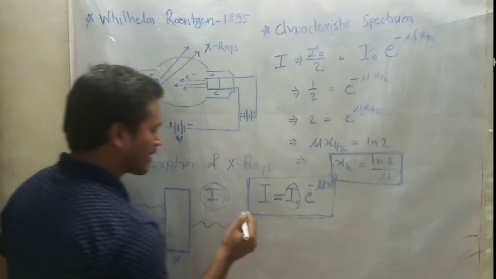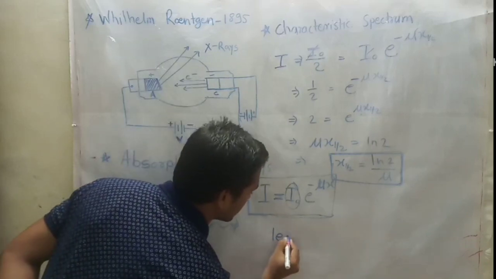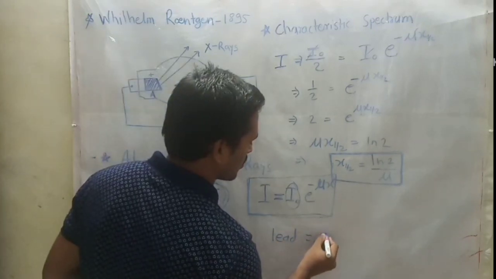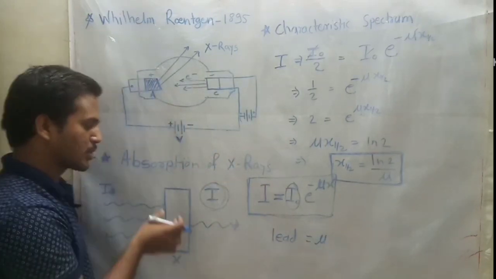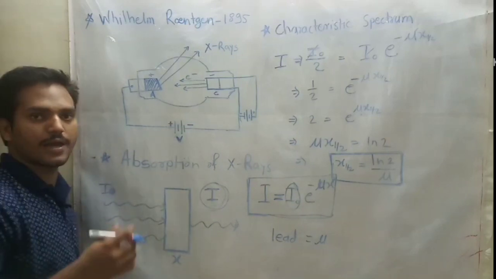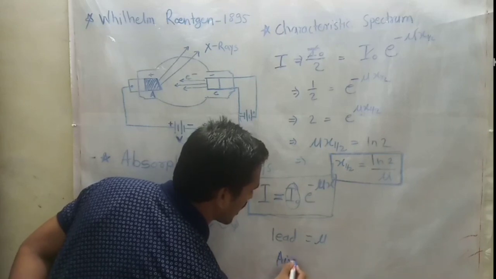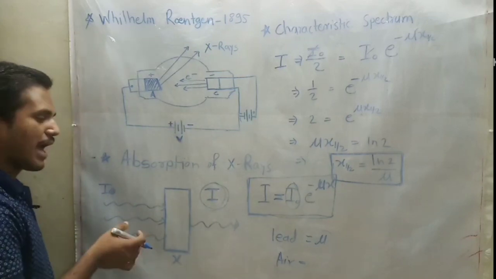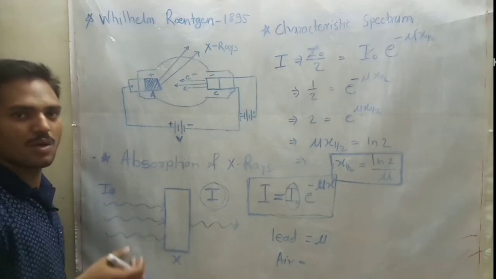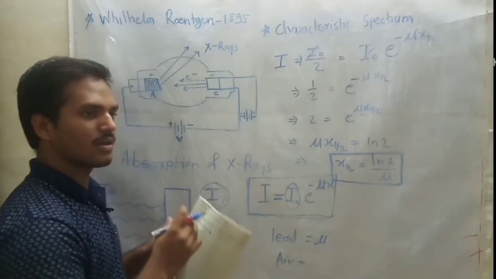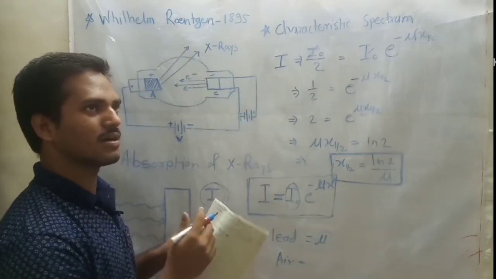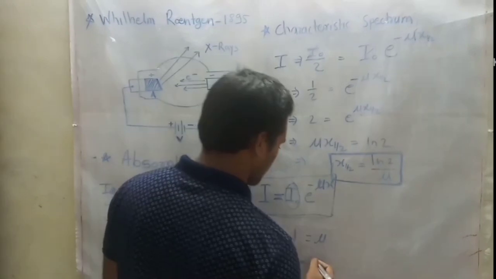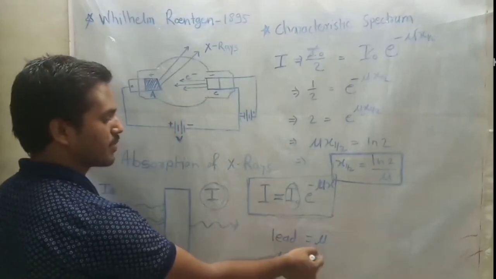A sample like lead has the highest absorption coefficient mu, that is, lead absorbs the maximum X-rays, and the medium air has the lowest mass absorption coefficient, and it absorbs as few X-rays as possible, because in air the atoms are randomly oriented and there is a large interatomic distance. Hence air has the lowest mass absorption coefficient.